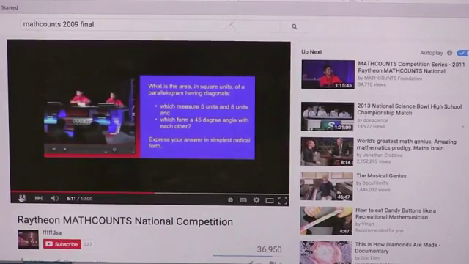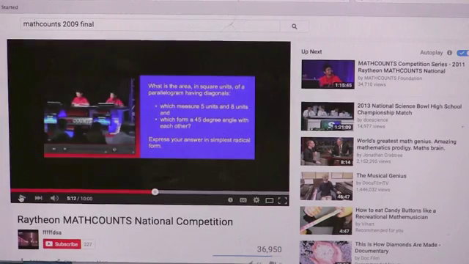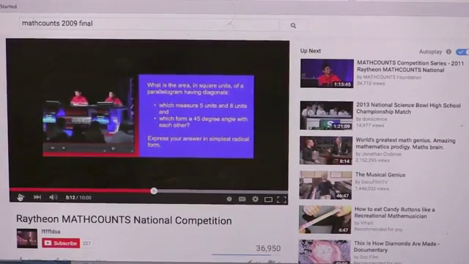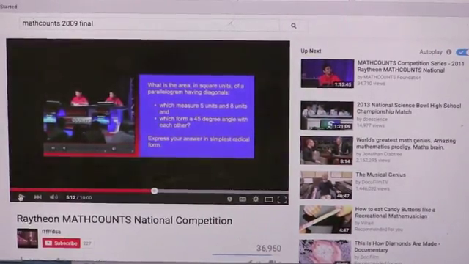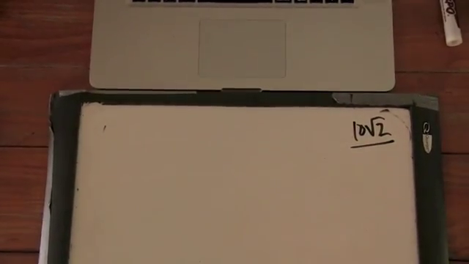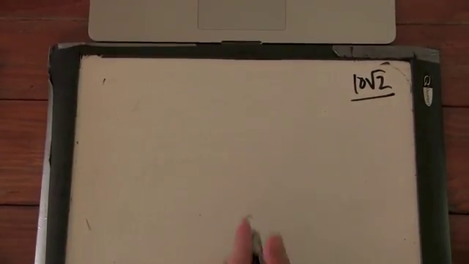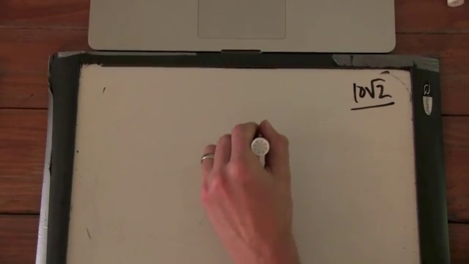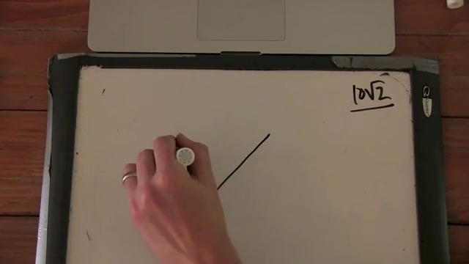All right. Let's see if we can make sense out of this problem. And let's just remember that the right answer they said is 10 times the square root of 2. Okay. So what do we got going on here? So we have a parallelogram with diagonals 5 and 8, and they make a 45-degree angle when they cross.